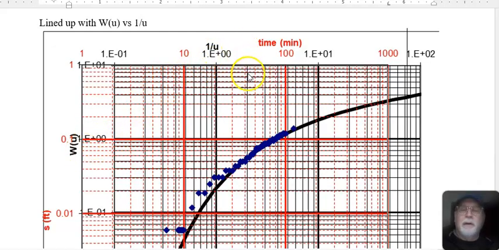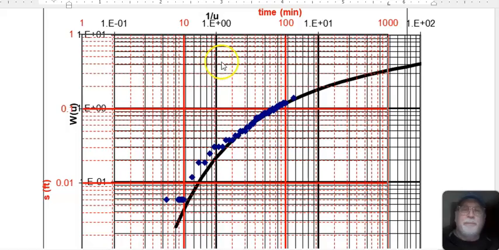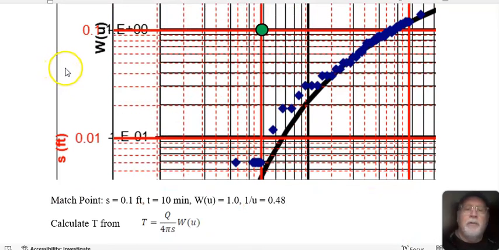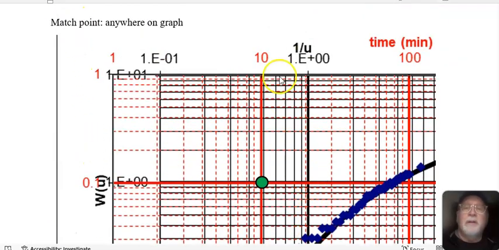So I put the drawdown versus time in red and the W of U versus 1 over U in black. To make it easier to see, I'll probably do the same thing if I give you an exam, make those different colors so it's a little easier to see. So I'm going to choose a match point anywhere on there. And I'm going to choose where drawdown is 0.1 and T is 10.